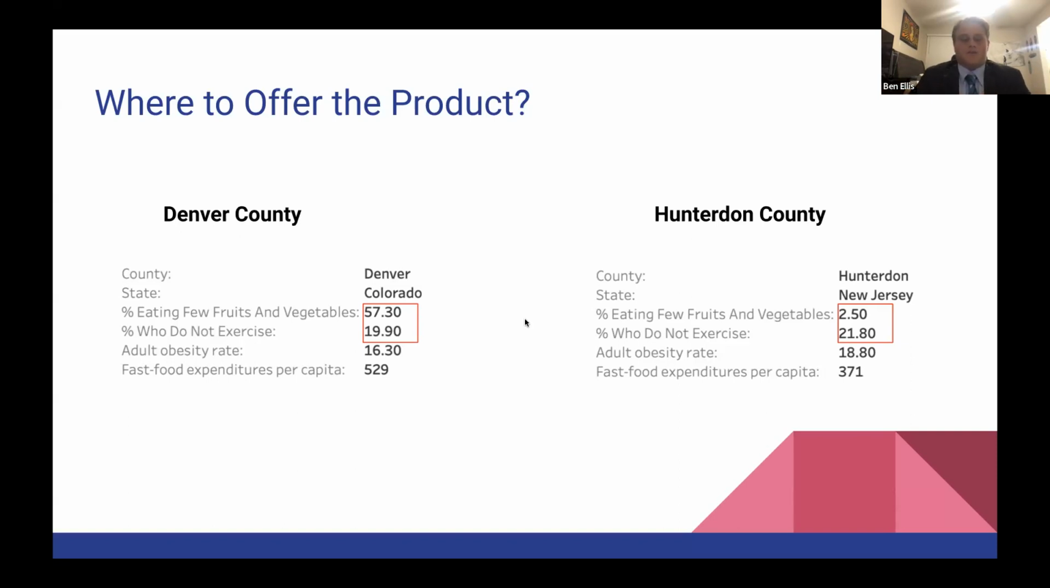And then when it comes to exercise, more people are exercising in Denver as opposed to the place in New Jersey, which might show that the lower levels of obesity could be better attributed to an active lifestyle than necessarily their diet in Denver. But in New Jersey, it's more about their diet, and they're more conscious about that. And this can be further seen in the fast food expenditures per capita, being 371 in Hunterdon and 529 in Denver.